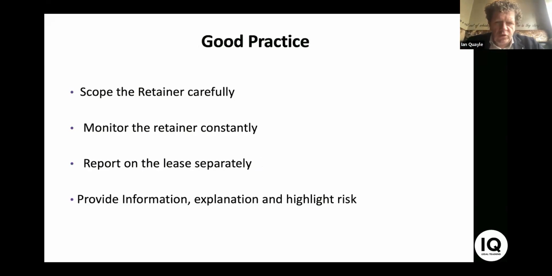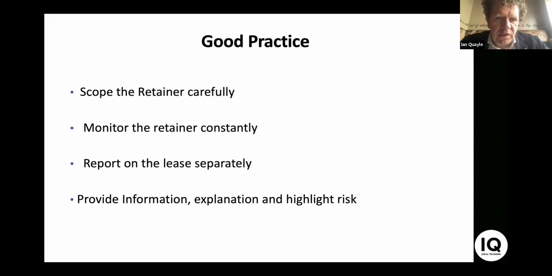So just to sort of drill down a little further on some of those points, the important thing here really is this point that I make on the slide about scoping the retainer. It is absolutely essential that you, when you're doing leasehold work, tell clients what you're going to do and what you're not going to do. It's important that you explain to clients the bigger picture, the radical difference between freehold and leasehold ownership, and the risks associated with leasehold ownership.